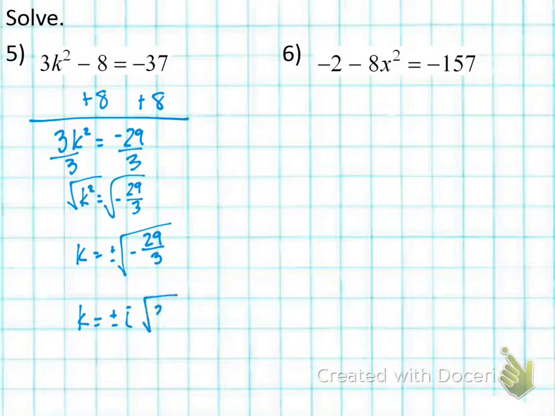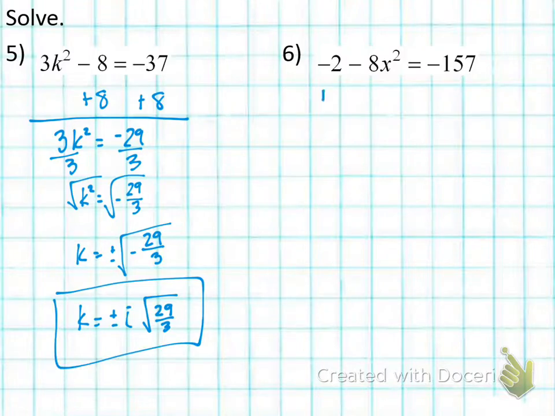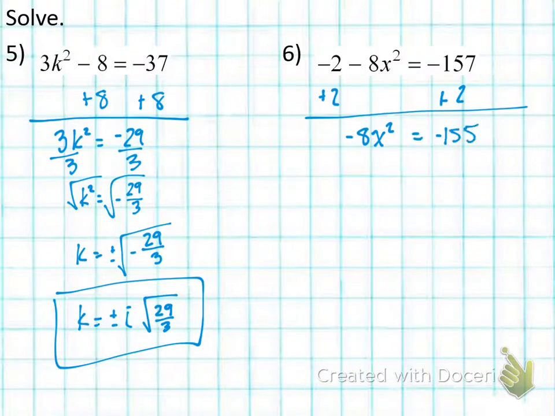Let me make sure you have that answer on your boards. I'm going to look around in 10 seconds. Go. Okay, looking up here, the first thing you're going to do is add 2 to both sides. Negative 8x squared is equal to negative 155, right? Divide both sides by negative 8. Negative divided by negative is really a what? So we got x squared is equal to positive 155 over 8.